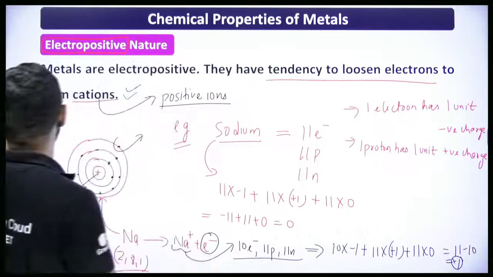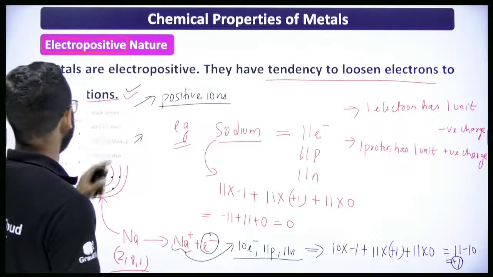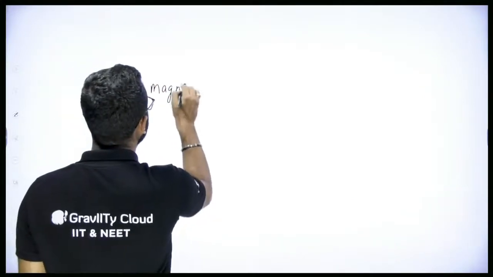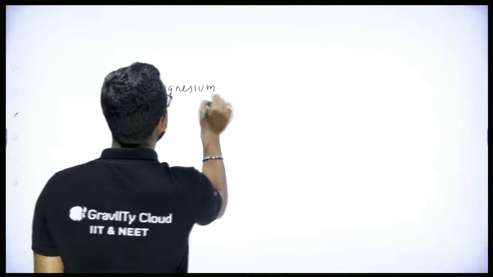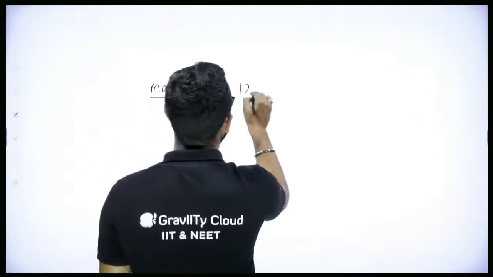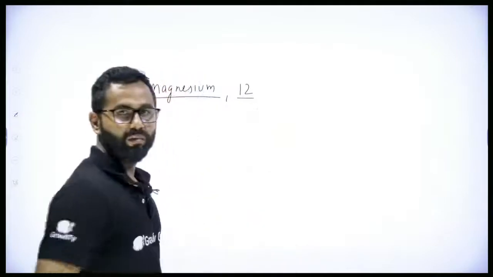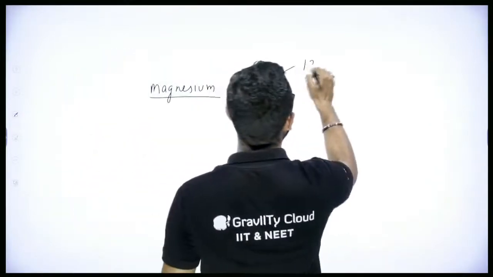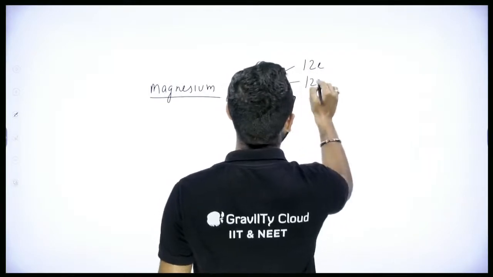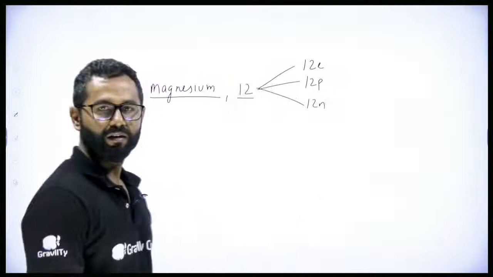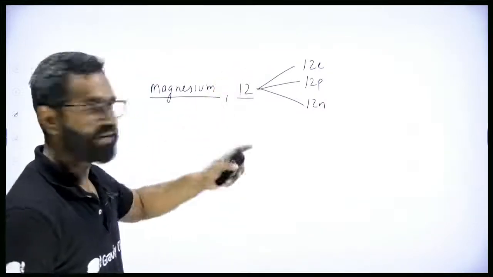Right? If I take another example, let's suppose we take the example of magnesium. So in the case of magnesium, what happens? We know magnesium has atomic number 12. Atomic number of magnesium is 12. That means it contains 12 electrons, 12 protons and 12 neutrons. Simple.